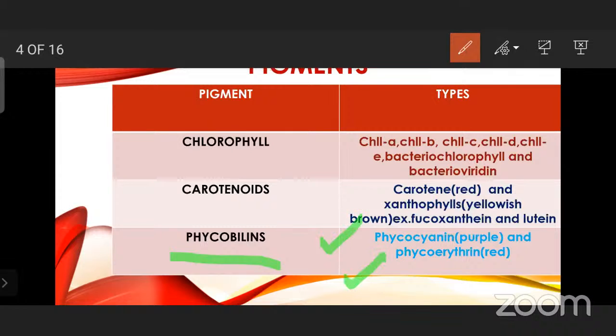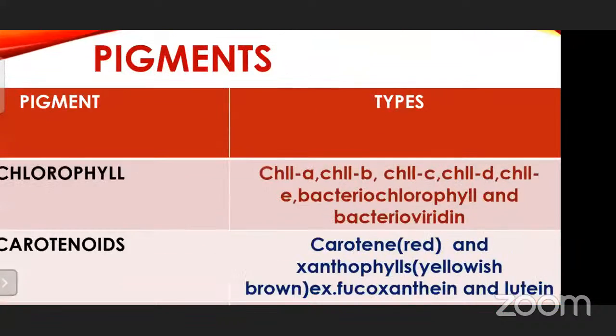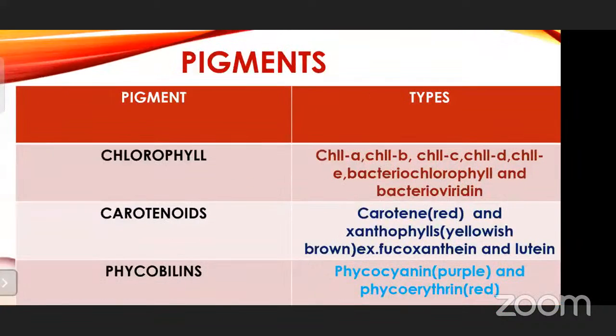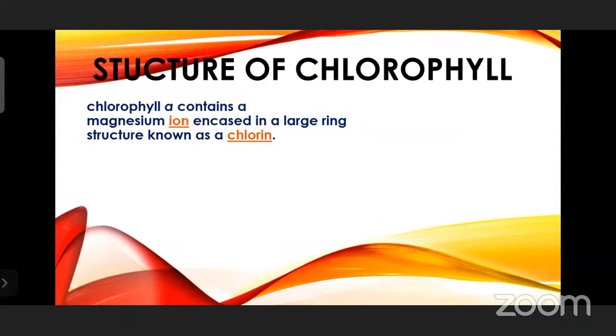Phycocyanin is purple in color and phycoerythrin is red in color. So here, this is all about the pigments, but in detail, we have to study the structure of the chlorophyll pigment, what actually it looks like. So in this next slide, we are going to see about the structure of chlorophyll.